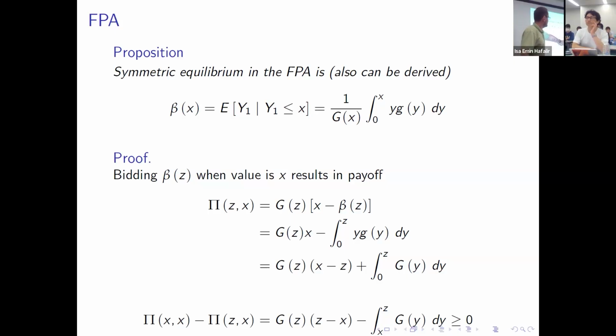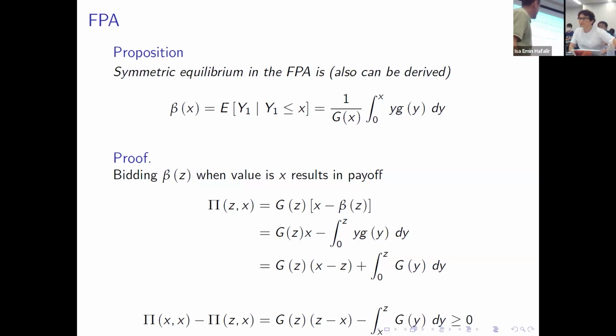So now let's substitute this beta of z inside. As you can see, beta of z will have the first term 1 over G(z), and this will cancel with this one. So the first term is G(z) times x, and the second term is just this canceled and this part. So it is G(z)x minus the integral from 0 to z of y g(y) dy, which is the expected utility of a bidder with value x bidding as if her value is z.